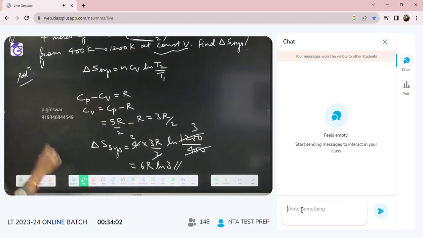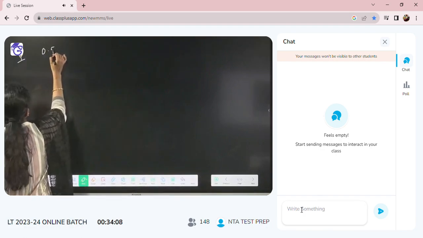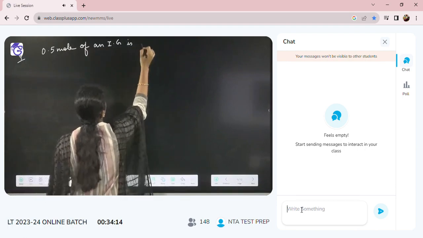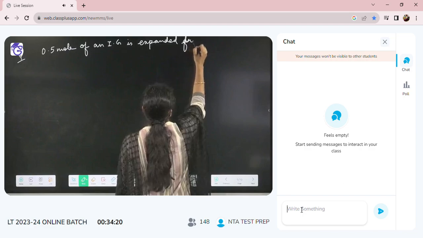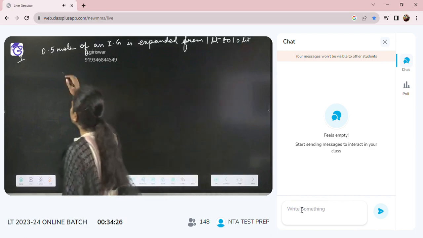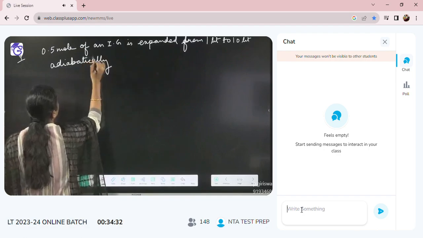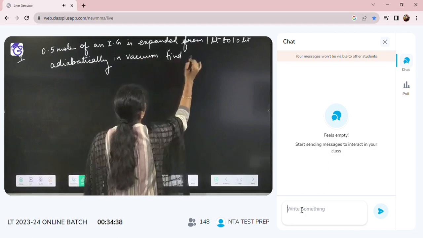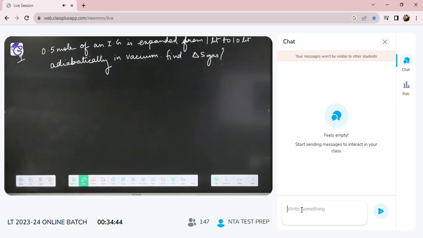Shall we go for the next question now? I am giving you the next question. 0.5 mole of an ideal gas is expanded from 1 liter to 10 liter adiabatically in vacuum. Find delta S for the gas.